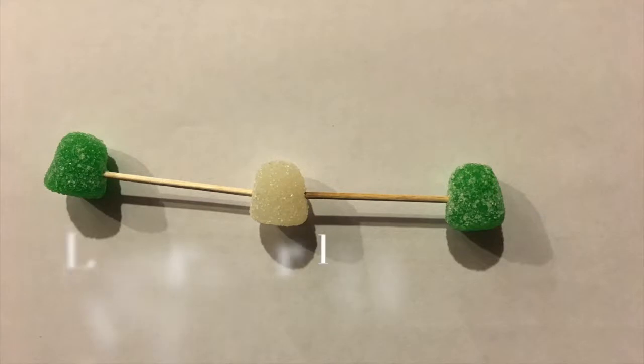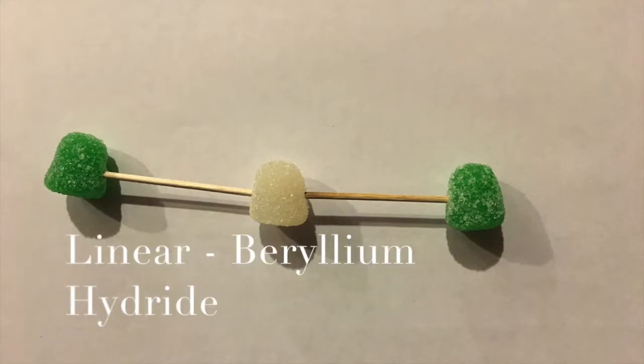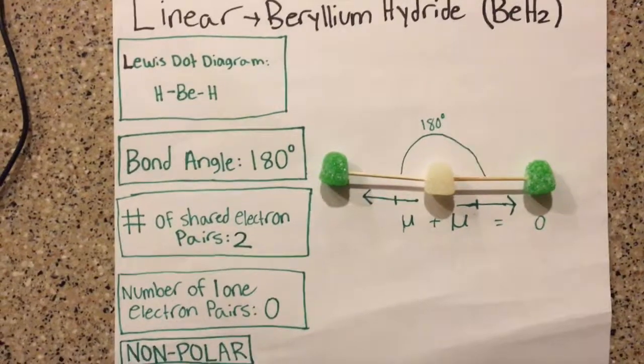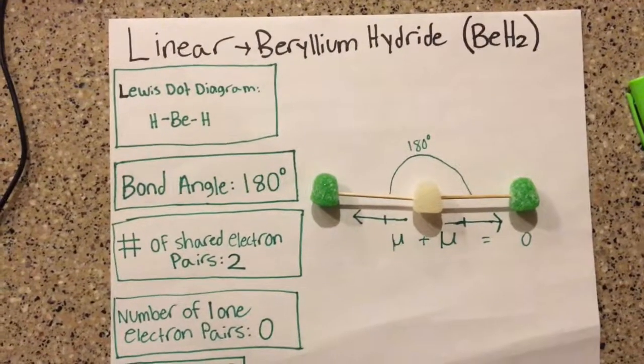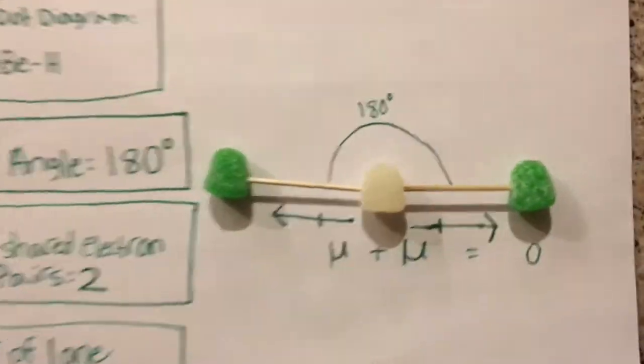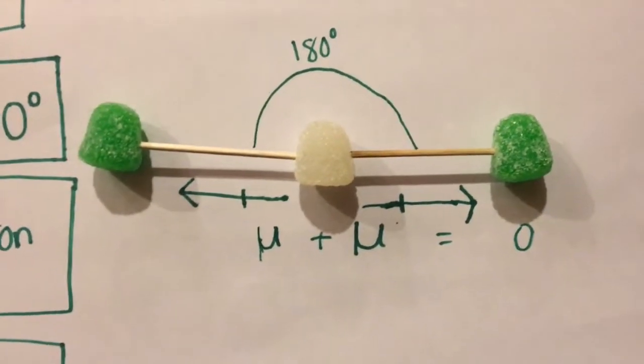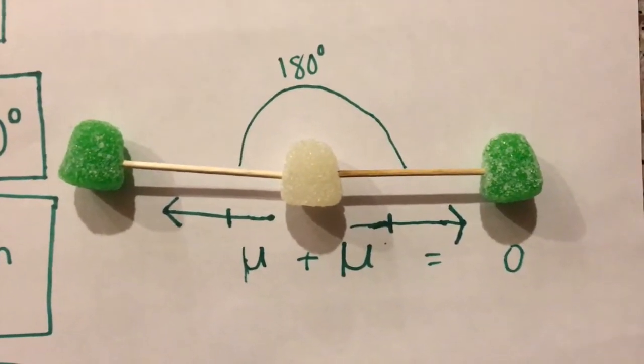Thomas Kane. I'm doing my project on video. So here's my first one. It's linear. So for my linear one, I did beryllium hydride, which is BeH2, and I used gummies as my atoms. So here are those. Here's my picture.